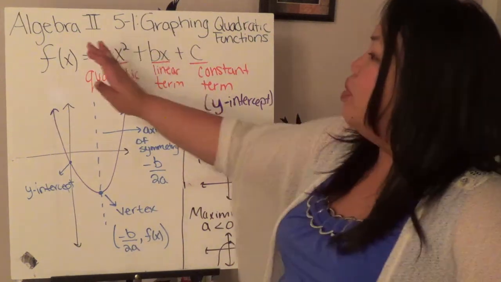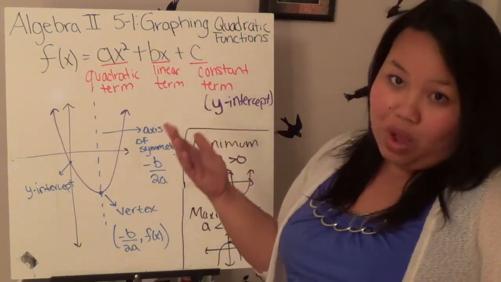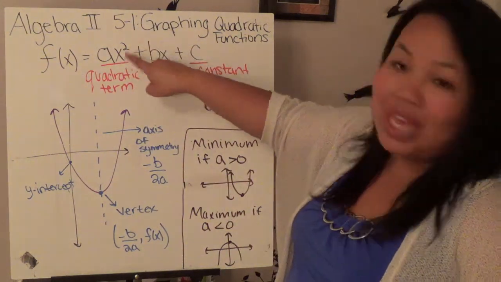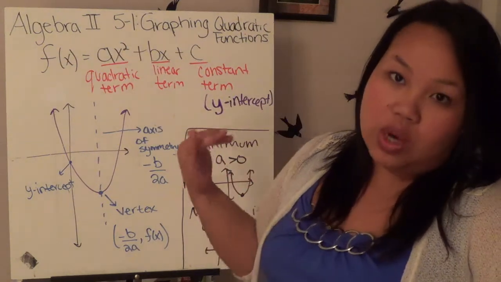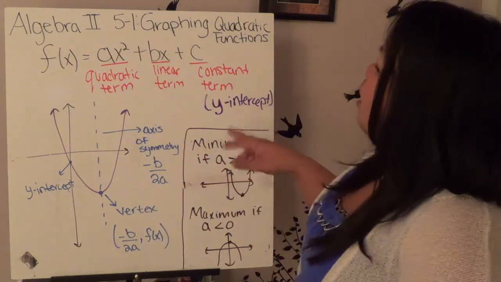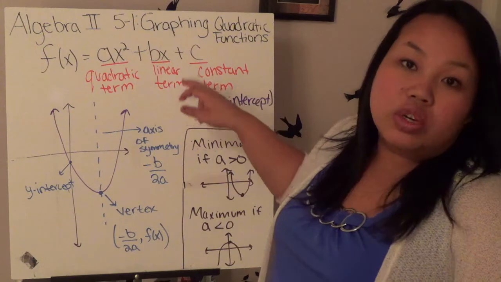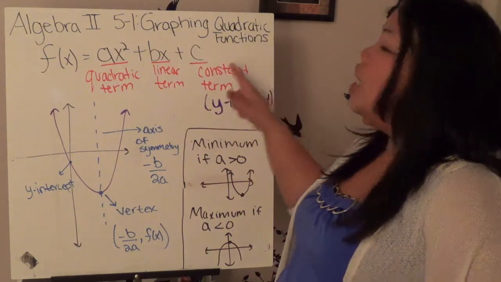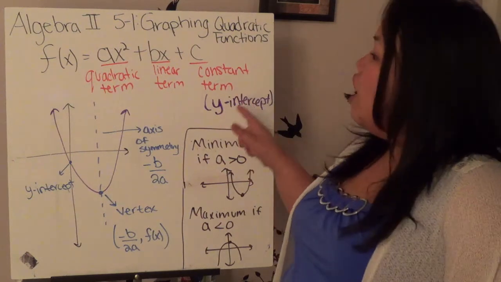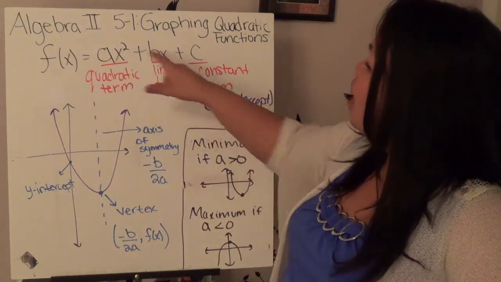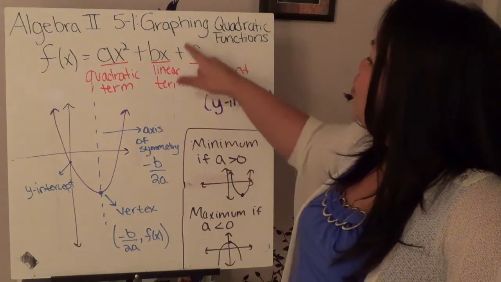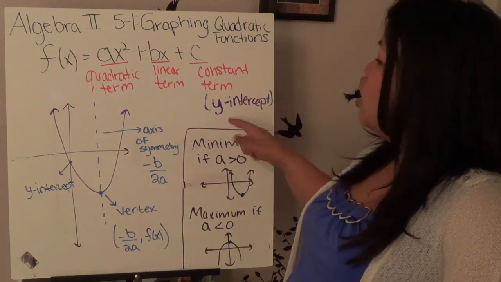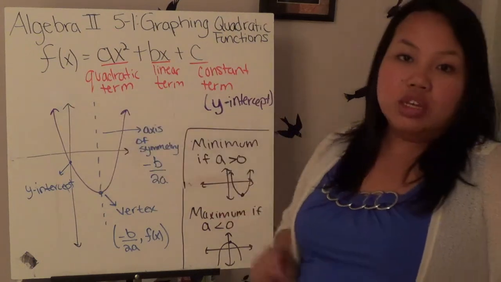So here's an example of a quadratic equation, f of x, which is y, equals ax squared. This, the quadratic term, the one with the x squared, tells us that it is a quadratic equation. Plus bx, this is the linear term, the one with just the x, and then plus c, this is the constant term. If I put a 0 in both of these x's, whatever is left over, because this doesn't have a 0, would give me the y-intercept.